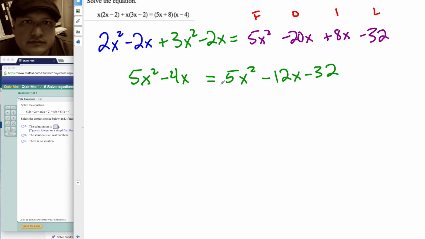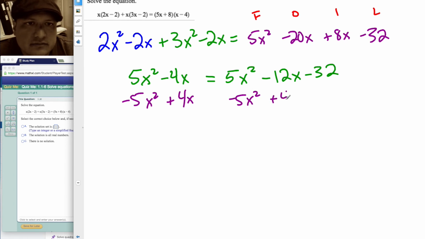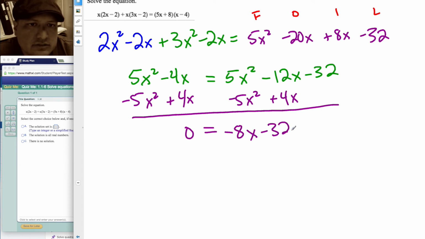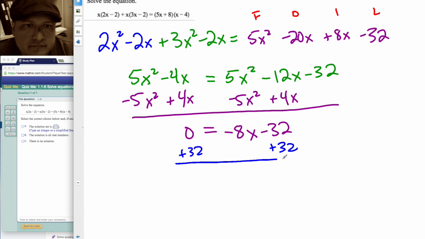And the 5x squared we subtract. Basically what we're doing is this. I'll just show all my work. So minus 5x squared from both sides. Over here we're left with 0. Over here this is gone. Minus 12 plus 4 is minus 8x minus 32. Add 32 to both sides. Equals negative 8x, divide by negative 8, x equals negative 4.